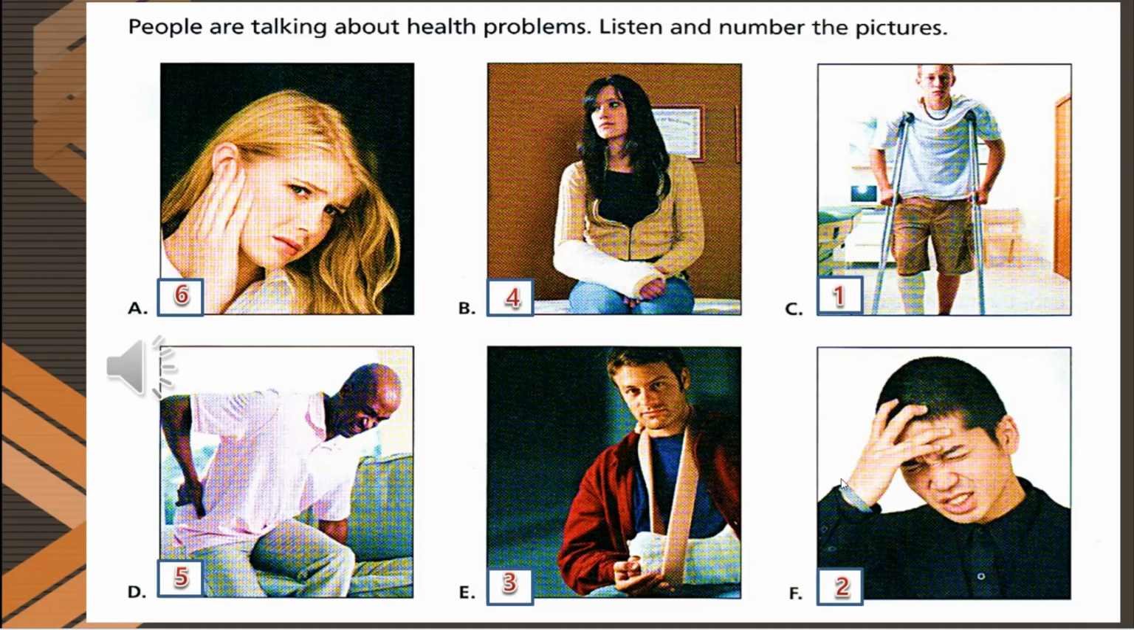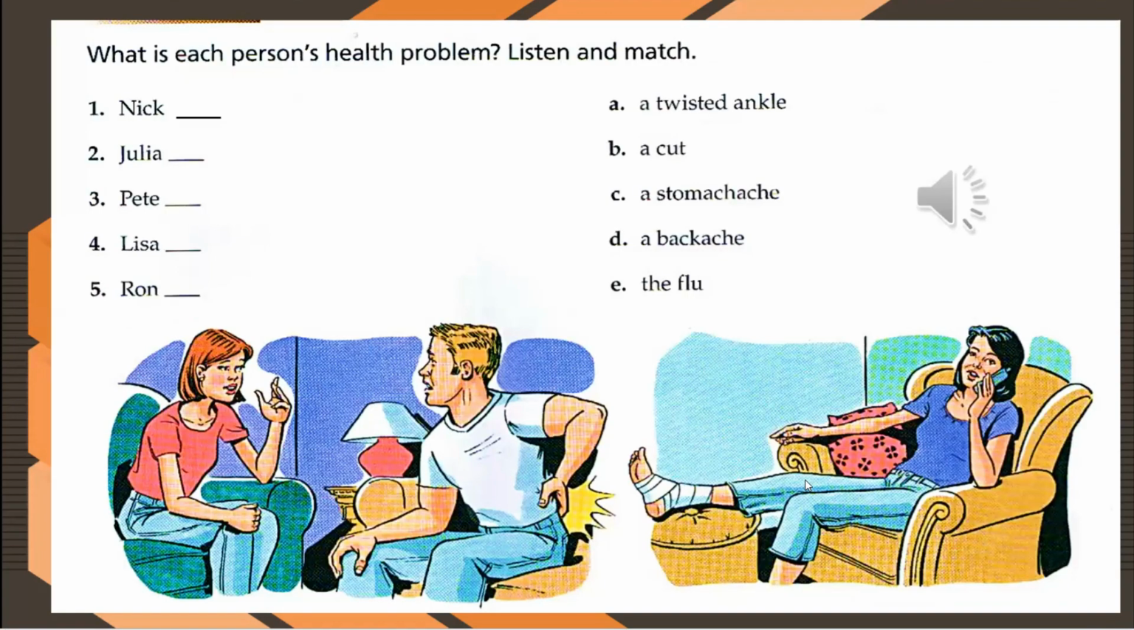Now we come to the next practice. You are going to listen again to each person's health problem. Listen and match. These are the names of the persons, number 1 up to 5, and this is about the person's health problem. You have to choose which letter is suitable for the persons on the left. So you have to pay attention carefully. Listen now.